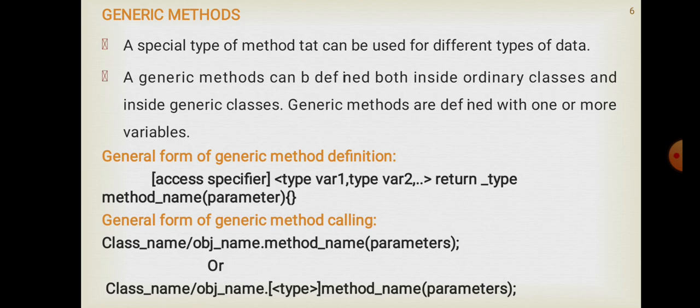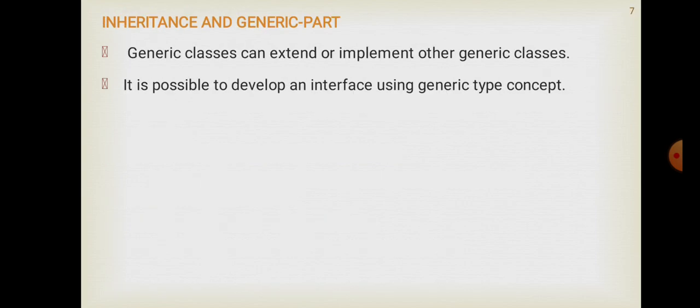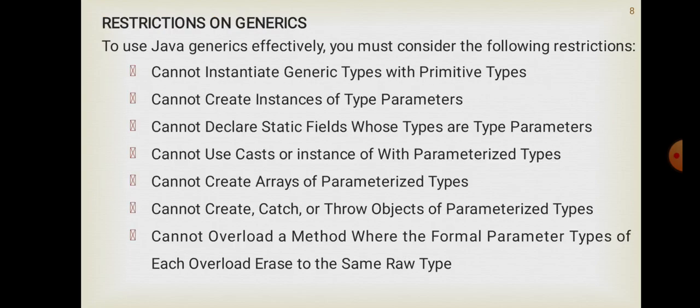Then the general form of a generic method call is: you mention the class name or the object name, dot, method name, of parameters. Or we can use the class name or object name, then mention the type, then method name of parameters. The generic classes can also extend or implement other generic classes. So it is possible to develop interfaces using generic type concepts.